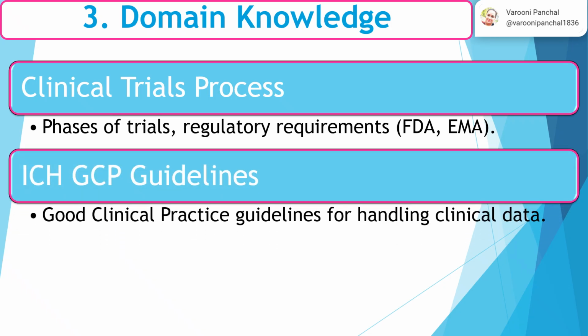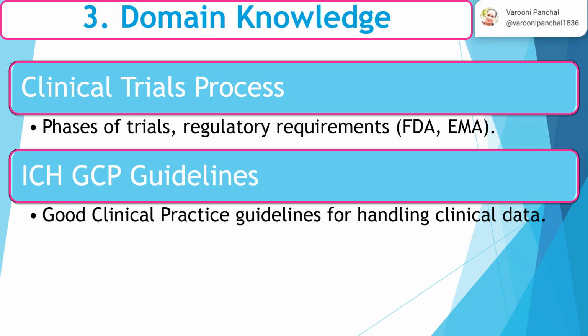Next is your ICH GCP guidelines, good clinical practice guidelines for handling clinical data. Say for example, there are various guidelines related to the clinical domain: you have good manufacturing practice, you have good laboratory practice, you have good clinical practice. These are the standard guidelines which are maintained across the world, and all the CRO and pharma companies have to follow them, so that everybody is following a specific process in handling the clinical data.